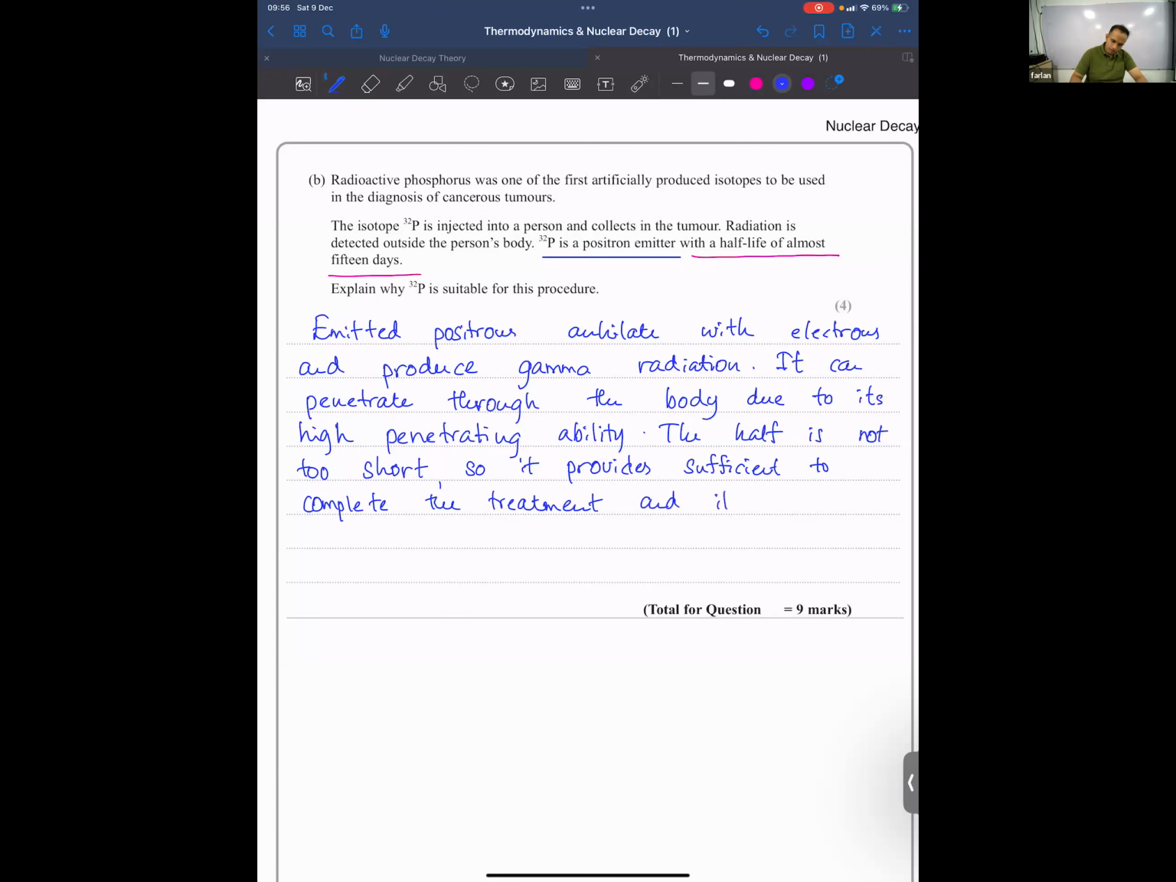And it is not too long, thus it doesn't induce a high dose of radiation.